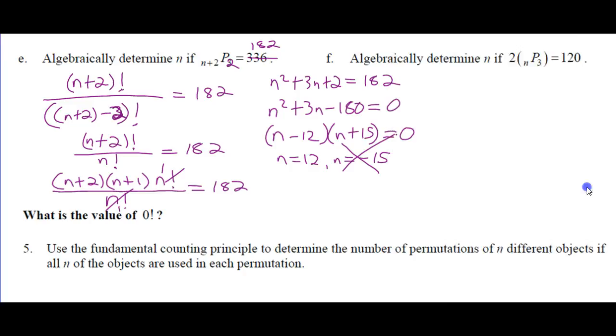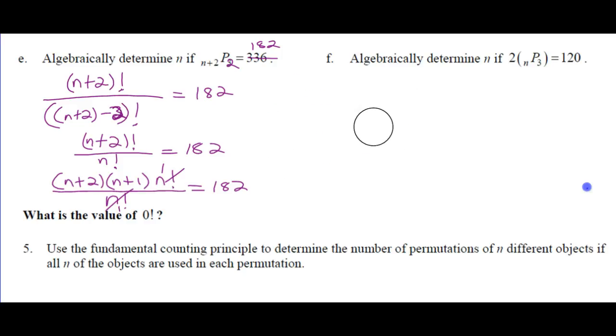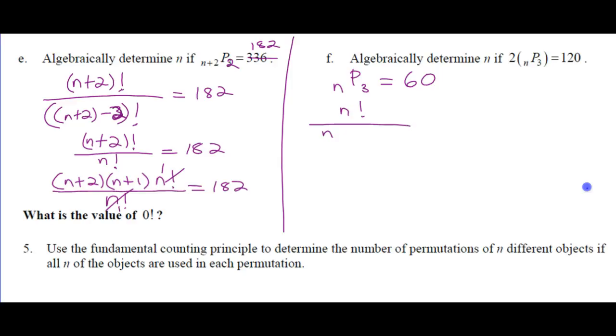Okay, is the next one the same on your sheet? Yes. Okay. All right, so I'm just going to wipe this up. Clear some space. What should you do first? Divide both sides by 2, right? Simplify. Simplify if you can. So we've got nP3 is equal to 60. nP3 by definition is n factorial over n minus 3 factorial is 60.